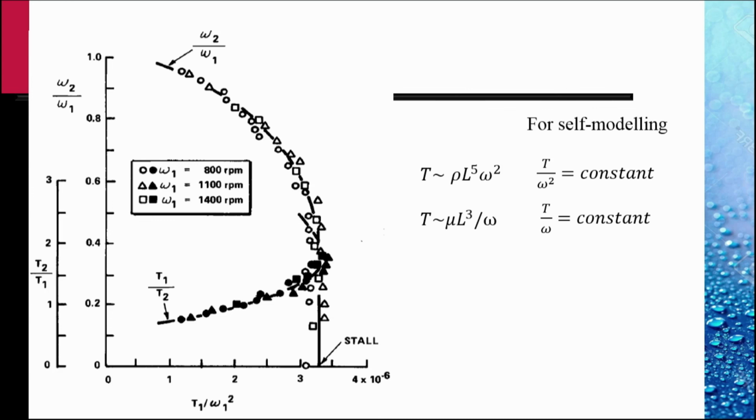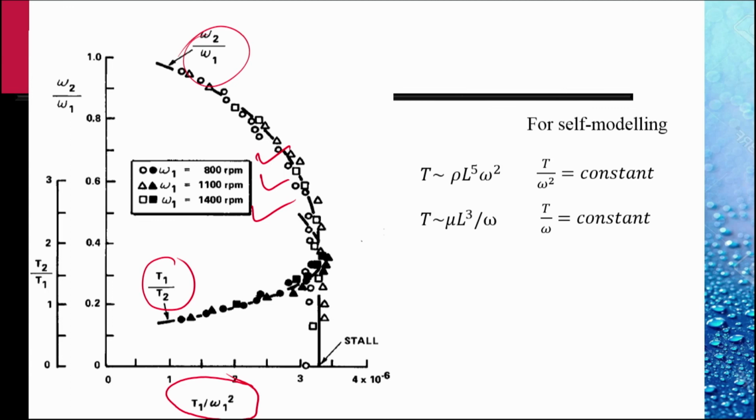And if we plot the curves against T1 divided by omega 1 squared, the pump side value of torque and omega, the value of omega 2 by omega 1 and the value of T1 by T2 are obtained as these, at various omega 1s and various values of T1.